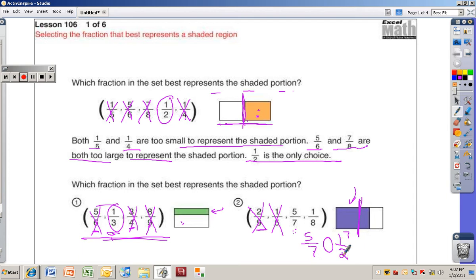7 times 1 is 7, 2 times 5 is 10, and you can see that 5/7 is larger than 1/2 because 10 is larger than 7. So this could be it, but let's come back to that one. How about 1/8? Is 1/8 larger than a half? Well, no, because 4/8 would be a half. So the only logical answer is 5/7.